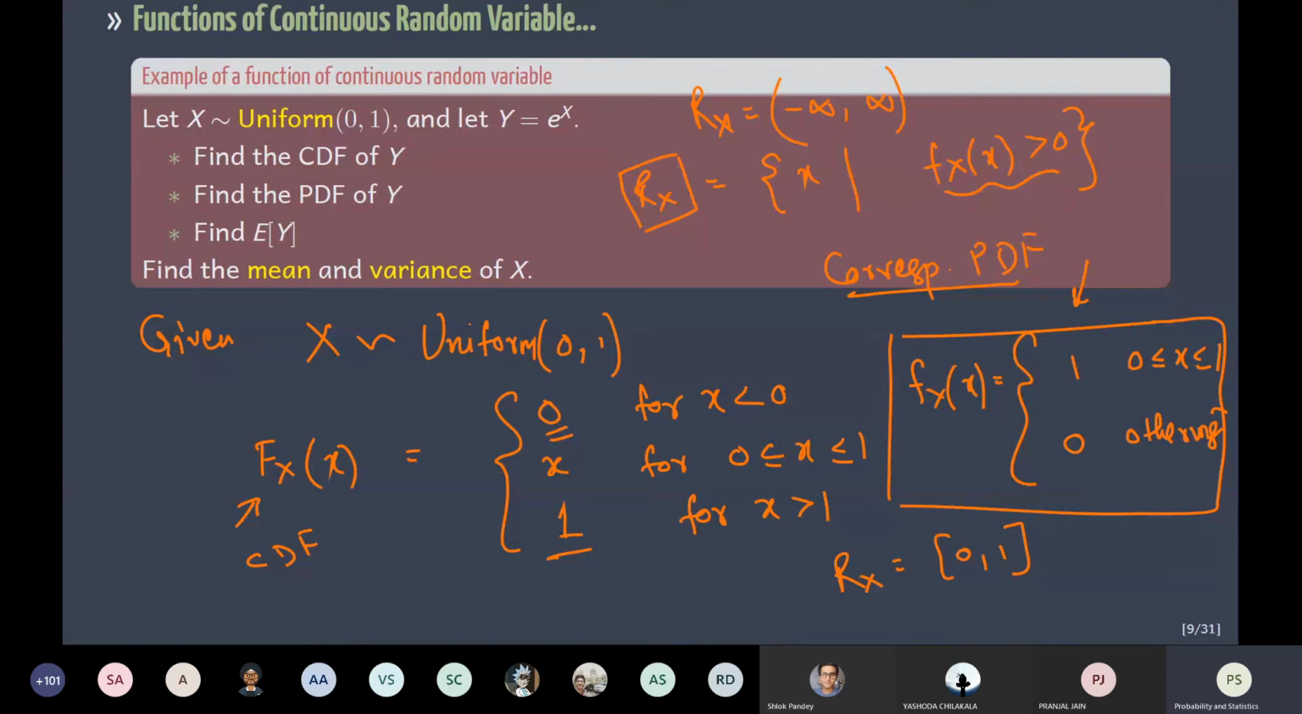And with this, the range of y, which is exponential of x, so y will be defined only on these values. So the range of y will be 1 comma e. Okay, so with this we have the range of x and the range of y, and now we want to compute the PDF of y.